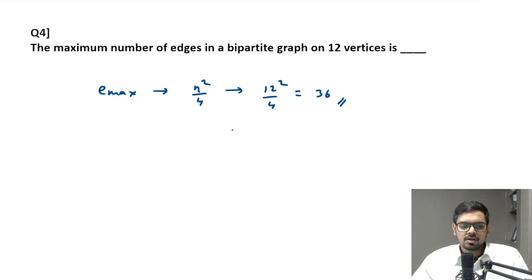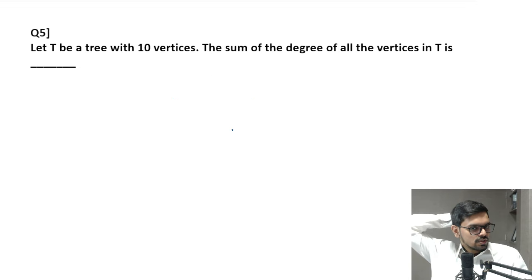I know you know the concepts and the derivation. Try the next question. Let T be a tree with 10 vertices. The sum of the degree of all the vertices in T is... pause the video, think.